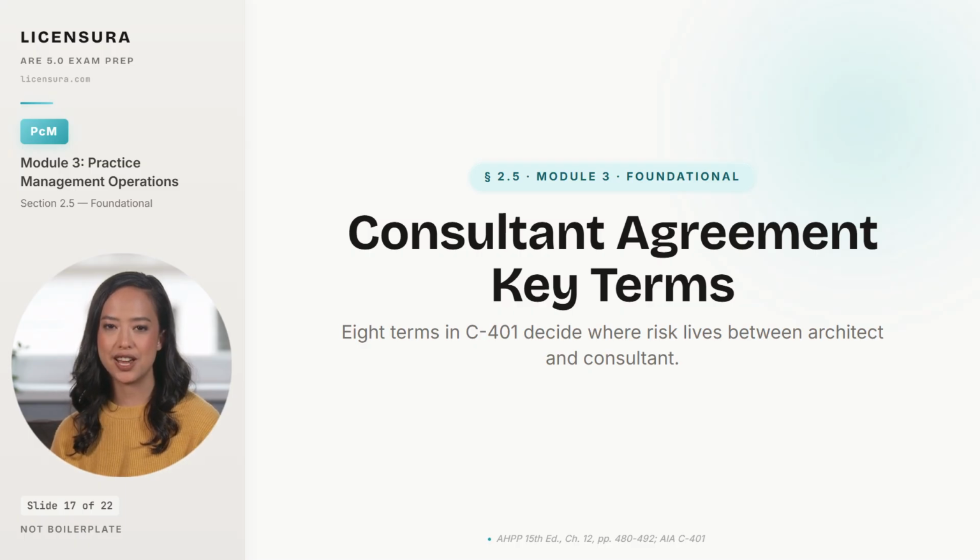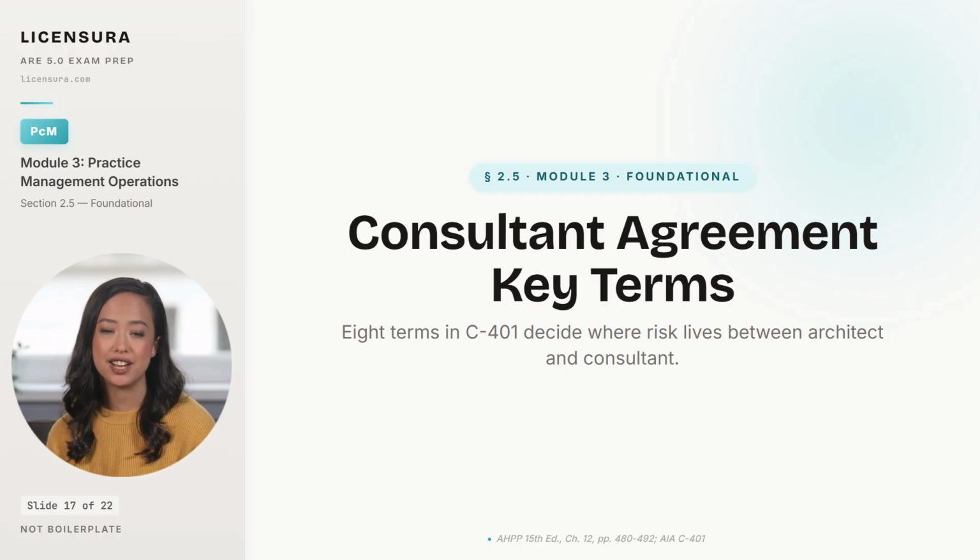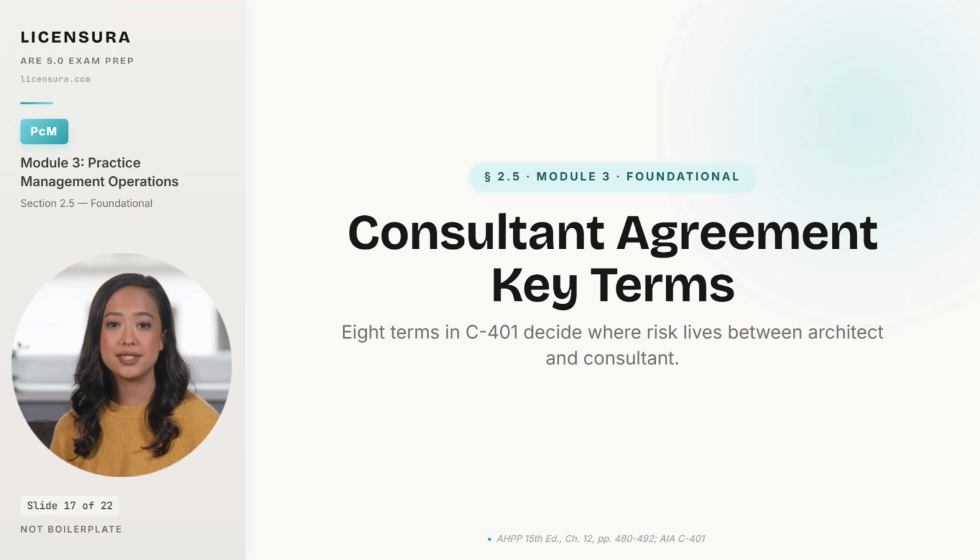C401 is not boilerplate. Every one of the 8 key terms inside it decides where risk lives, and a gap in any one of them can lead to the kind of lawsuit that bankrupts a firm. Scope decides what gets done, schedule decides when, compensation decides what it costs, and standard of care decides how well. Insurance, indemnification, ownership, and termination decide the financial consequences when something goes wrong. Miss any one, and the agreement has a hole the next claim will find. Walk through the 8 terms one at a time, then tie them back to the principle that makes them work.